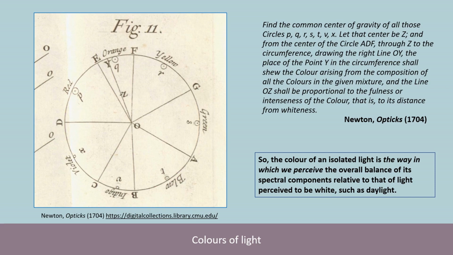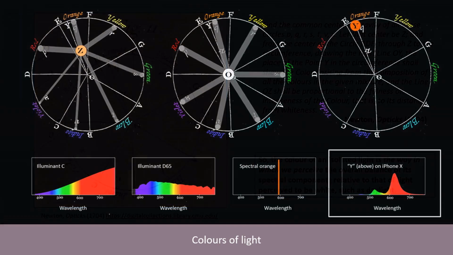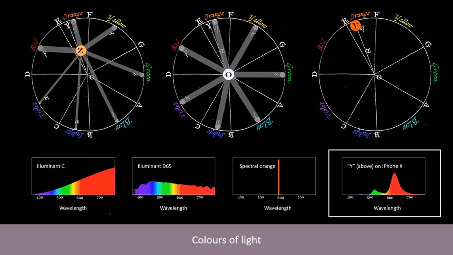Another way of saying this is that the color of an isolated light is the way in which we perceive the overall balance of its spectral components relative to that of light perceived to be white, such as daylight. So whitish orange as the color of an isolated light is the way in which we perceive an overall balance of spectral components biased in a certain way relative to daylight. And white, as the color of an isolated light, is the way in which we perceive an overall balance of the same spectral components similar to that of daylight.